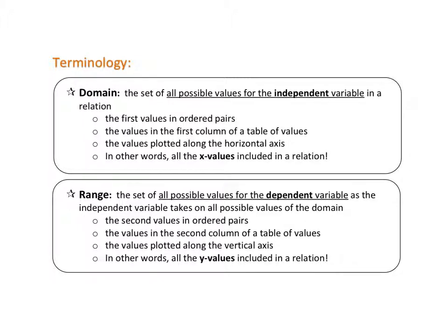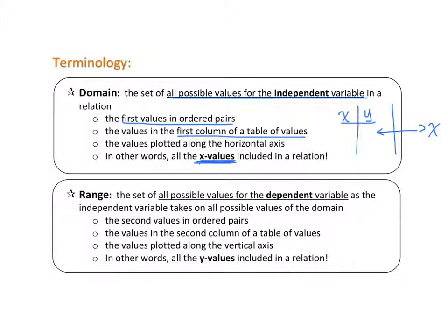The domain is the set of all possible values for the independent variable in a relation. So basically, you're looking for all of the x values that are included in a relation. These can be the first values listed in the ordered pairs for the relation. They could be in the first column of the table of values if you have a table of values with x, comma, y. They can also be the values plotted along the horizontal axis in a graph. So you're looking at your x-axis values.